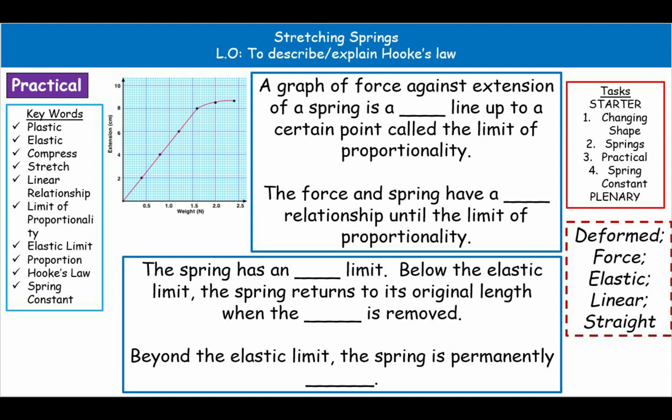Because our springs have an elastic limit, it will return to its original length beneath that. But if we go beyond the elastic limit, when we remove that force, it will not return. So what we say there is that the spring is permanently deformed. Now, what you've got on the screen there are 4 sentences with some words missing. What I want you to do is write those down in your books and have a go at filling in the blanks.